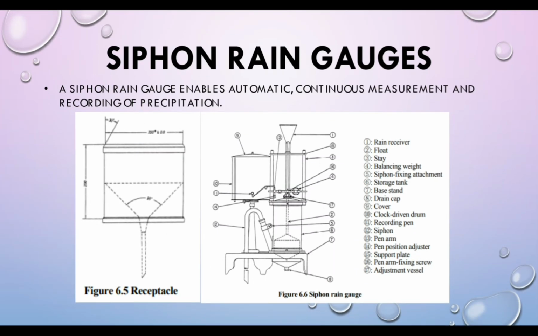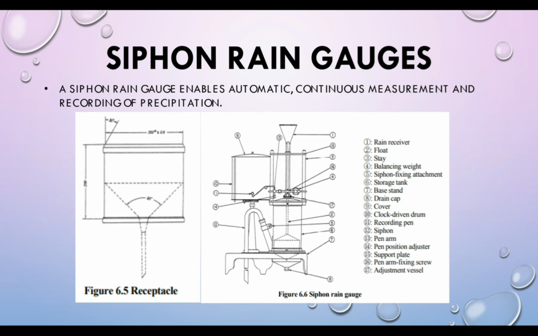Siphon rain gauges. A siphon rain gauge enables automatic, continuous measurement and recording of precipitation. This type of rain gauge consists of a receptacle, as you can see from Figure 6.5, to measure and record its amount. The measuring part consists of a float with a recording pen attached, a storage tank with a siphon to drain a fixed amount of water, and a clock-driven drum.